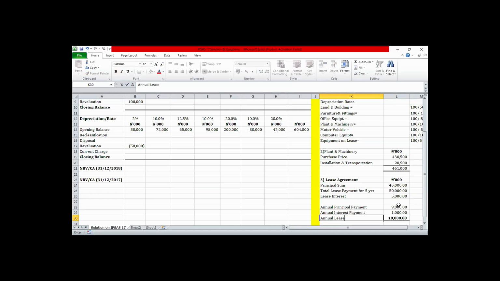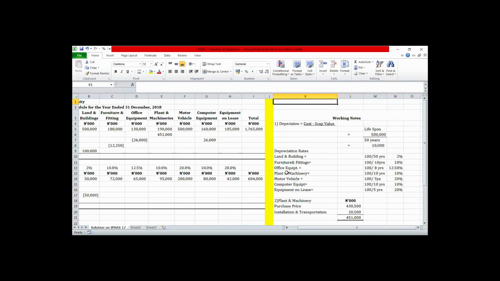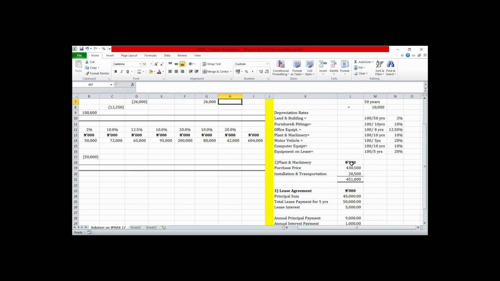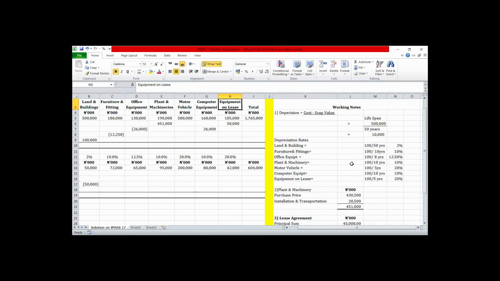And when you are capitalizing it, the first payment is 10,000, the second payment is 10,000, the third 10,000, the fourth 10,000, the fifth 10,000. Addition of that is what? 50,000. That 50,000 is what you are going to recognize as your cost for that lease purchase. Which means under the lease agreement, we are meant to recognize the total sum of 50 million. Is it clear? Yes, sir. Because we are meant to capitalize the interest.